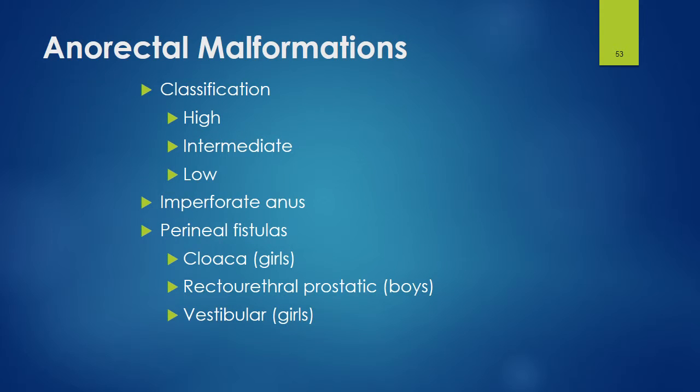Anorectal malformations are among the more common congenital malformations caused by abnormal development. Anorectal anomalies are classified according to gender and abnormal anatomic features. They can also be classified as high, intermediate, and low depending on location or level. Imperforate anus includes several forms of malformation without an obvious opening. There may be a perineal fistula, such as a cloaca in girls, a recto-urethroprostatic in boys, and a vestibular in girls.